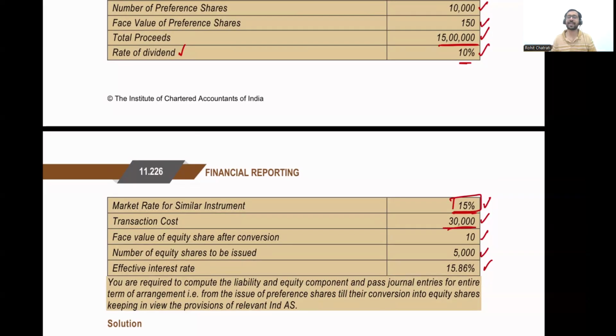because we actually incurred transaction cost. All right, because we incurred transaction cost, the rate at which we recognize interest is going to be greater than 15 percentage, and the interest over here will be 15.86 percentage. All right, so we will be recognizing interest expense at 15.86 percentage.